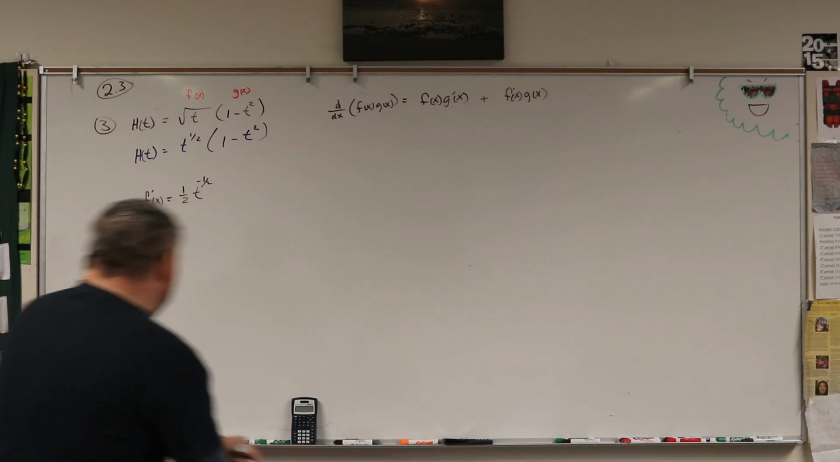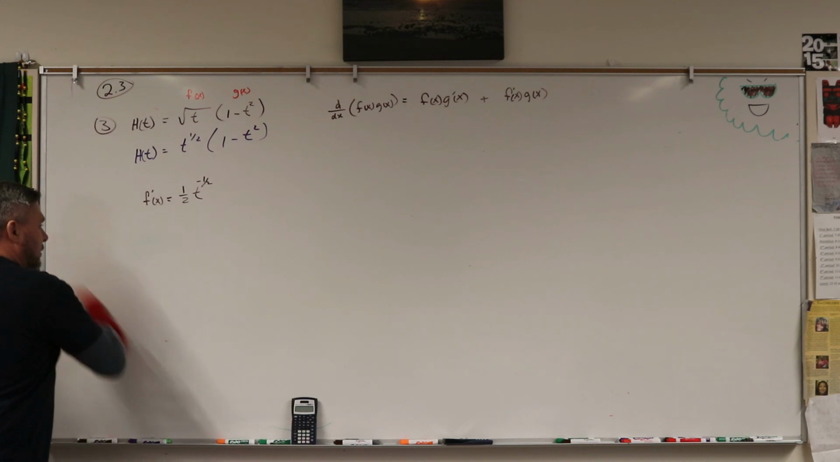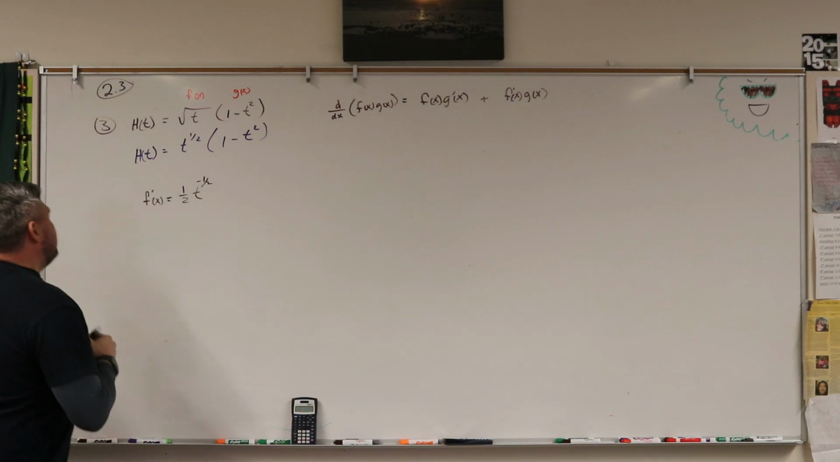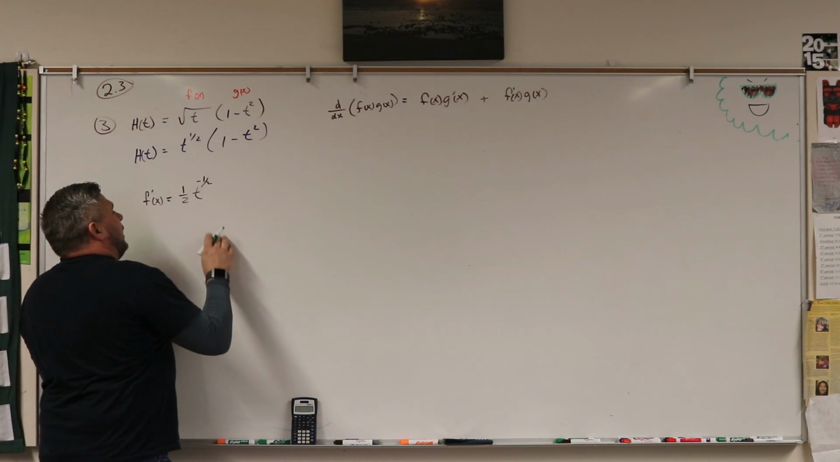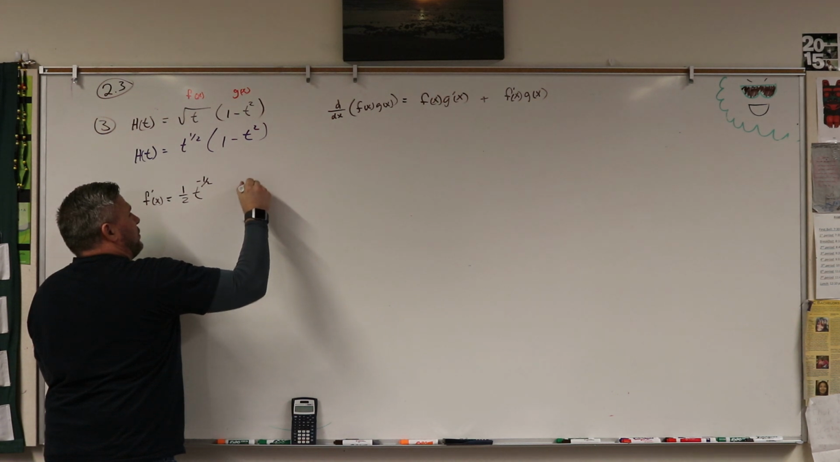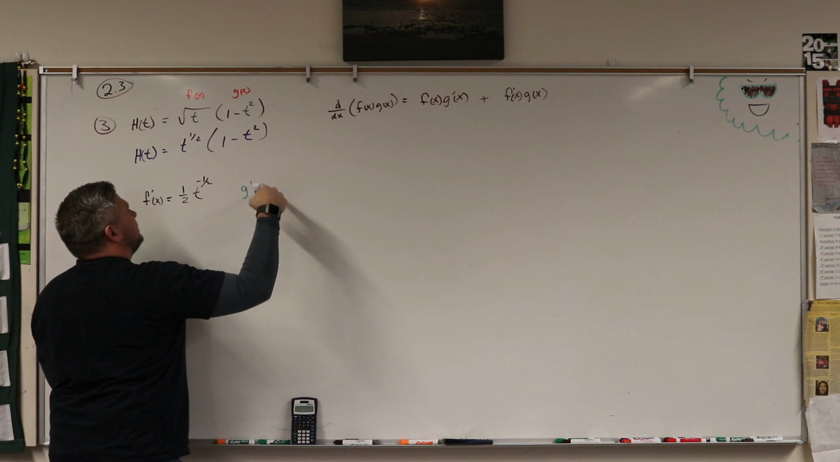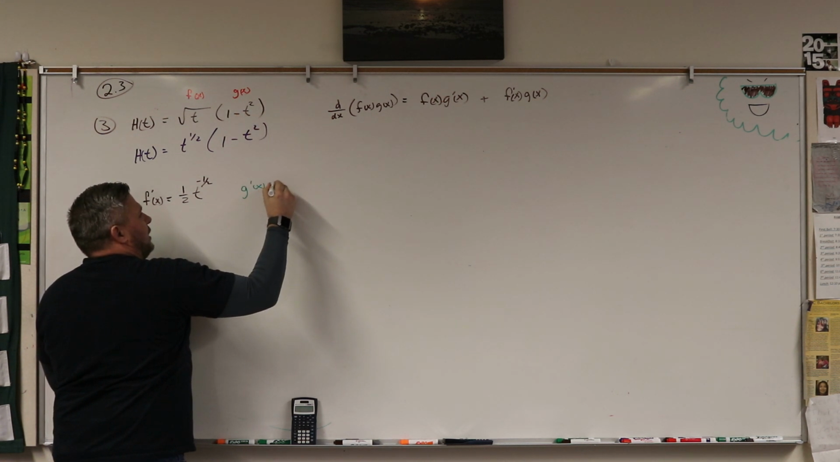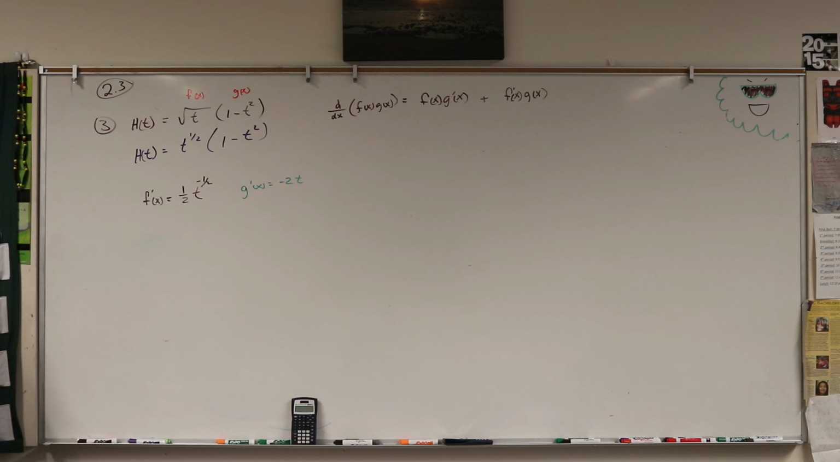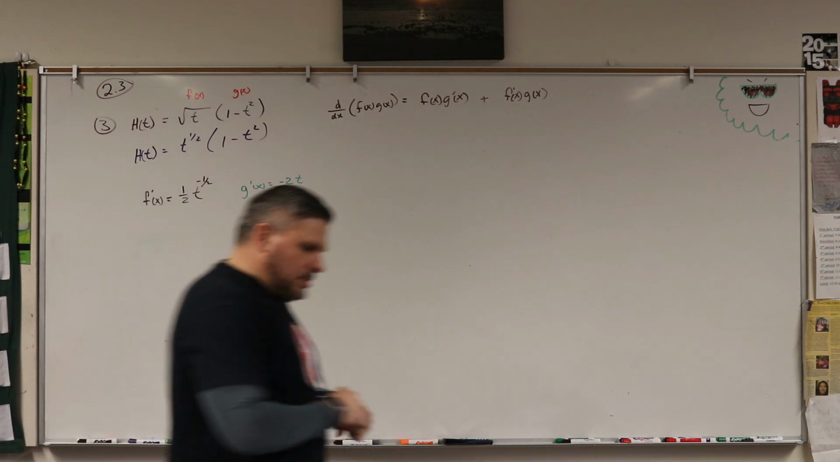Need that little bit of space. There we go. G prime of x would be equal to negative 2t. Alright? We all good?